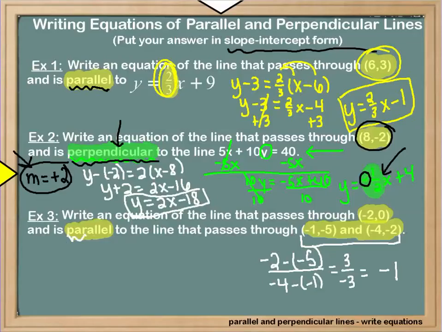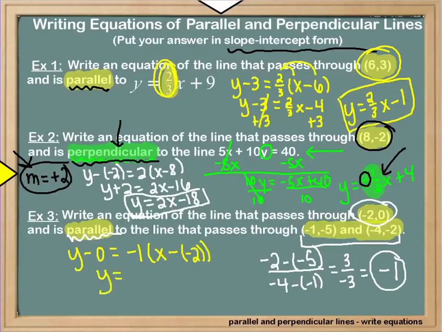Because we want our line parallel, I want that same slope. I've got my slope, I've got my point, we're going to put it into point-slope form. y minus 0 is equal to my slope of -1 times the quantity x minus -2. y minus 0 makes y equal to -1 times the quantity x plus 2, and when I distribute, my final answer is y equals -x minus 2.